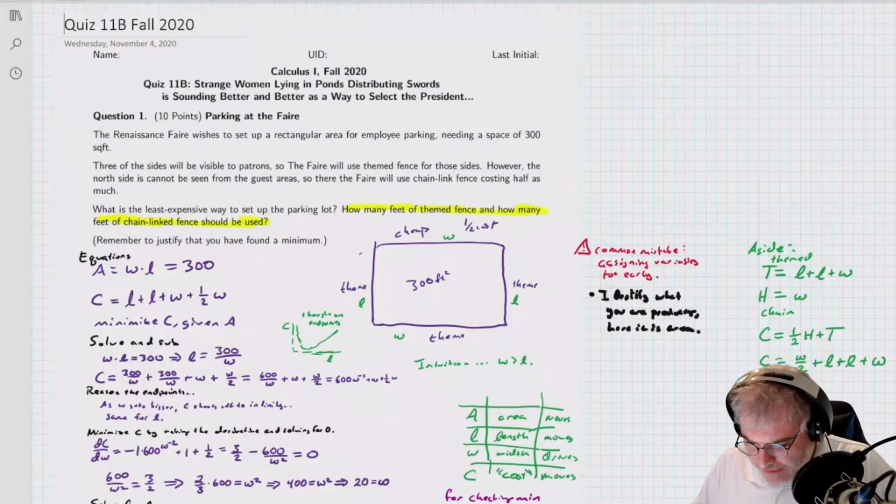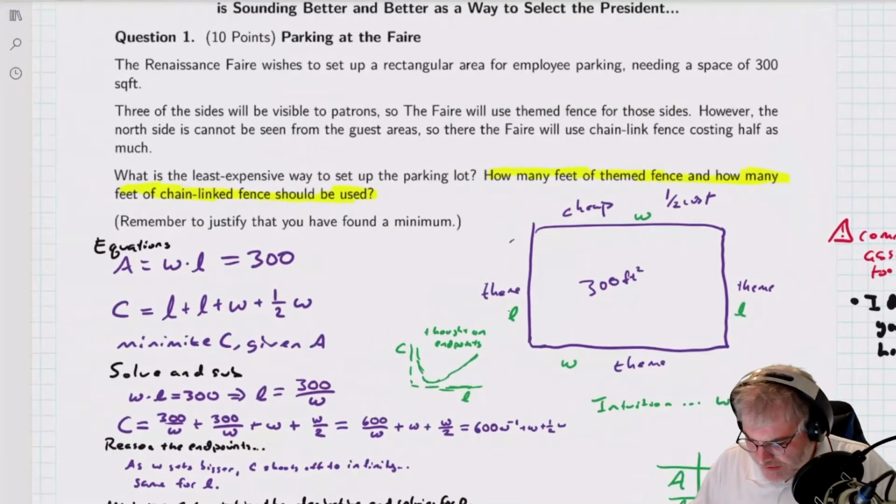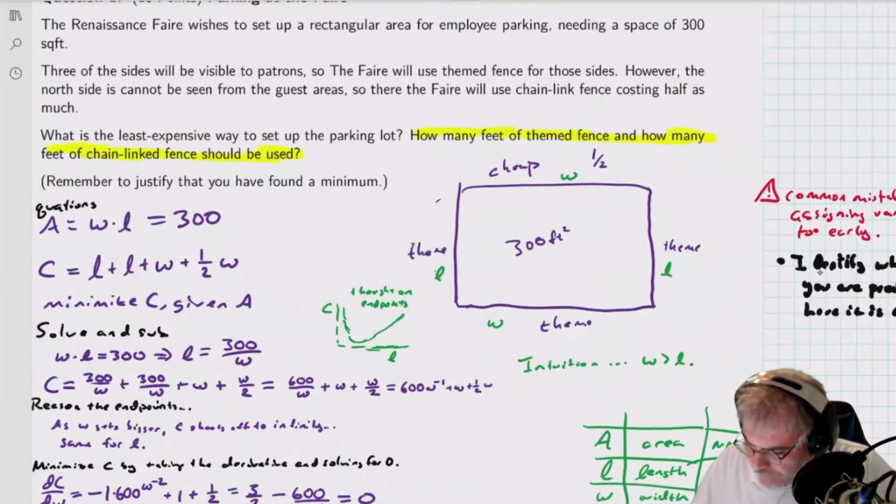So this was the quiz, and it was asking you to do an optimization problem where I wanted employee parking with 300 square feet. And 3 of the sides were visible to the patrons, so the fair would use themed fence. However, this north side here cannot be seen by the patrons. So on the north side, we're just going to use chain link fence, which is 1/2 the cost. So this is kind of the setup here. And then I want to know the least expensive way to set this up.